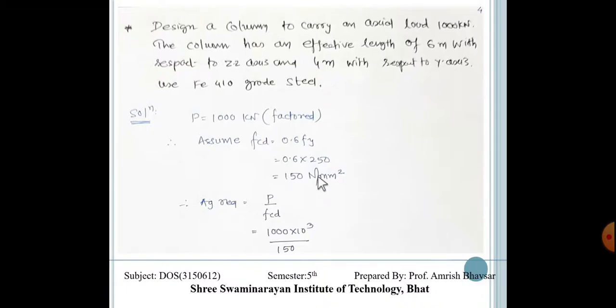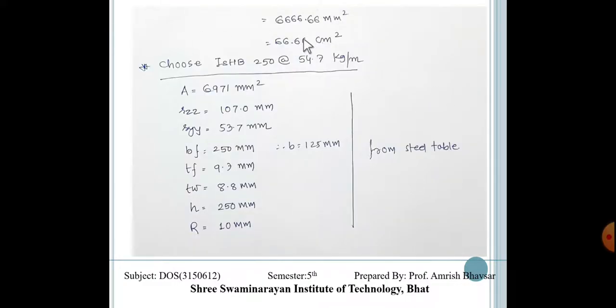Now P is given, that is factored. Assume fcd is equal to 0.6 into fy. Ag required, the same thing repeated over here. So P upon fcd gives us the required area, that is 66.66 centimeter square. Now choose this section from the steel table. So we have chosen over here ISHB 250.